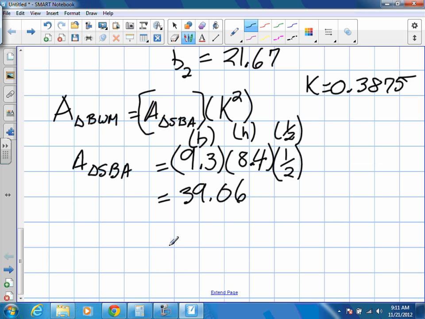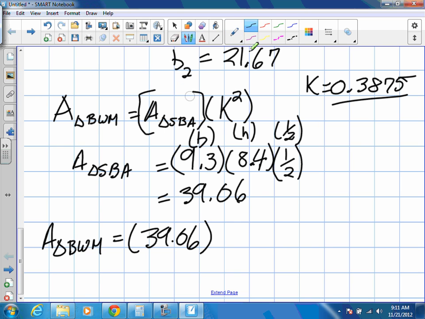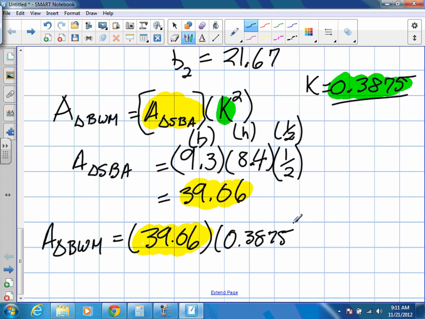This is our scale factor. So in order to find the area of the larger triangle BWM, we find the area of the small one, which was 39.06. That was the area of the small triangle. We discovered it here, so we plugged it in. And then we square our scale factor here, right? That's going to be our K, 0.3875, squared here.